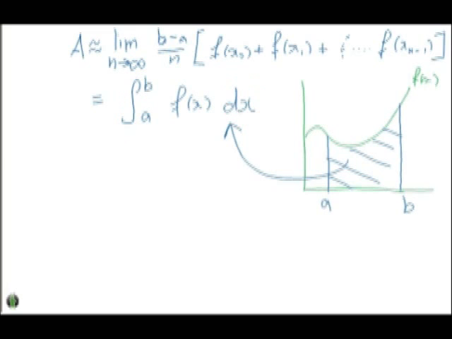Okay, so the next question is, how do you evaluate this? How do you find the integral of f of x evaluated between A and B without drawing pictures and trying to estimate areas? Well, it uses a technique called anti-differentiation. And as you might imagine, it's the opposite of differentiation. In the next few videos, I'll be explaining exactly how that works.